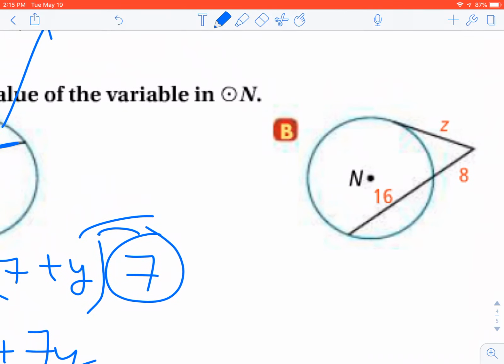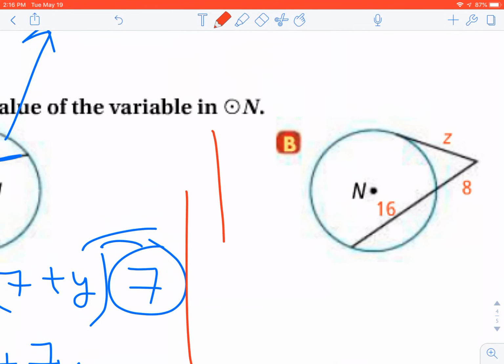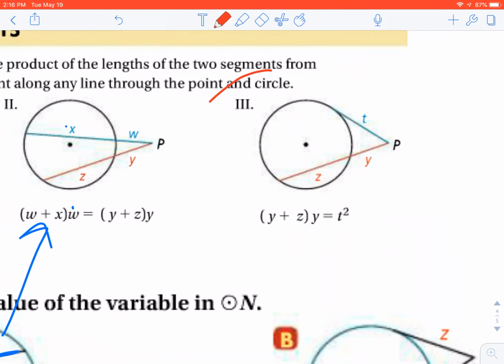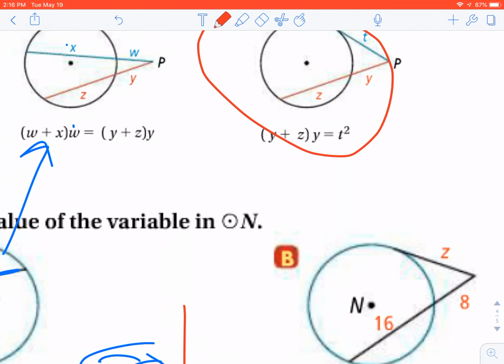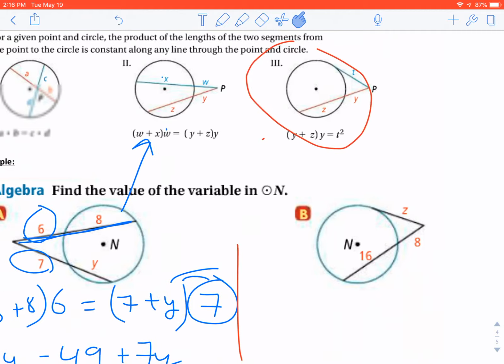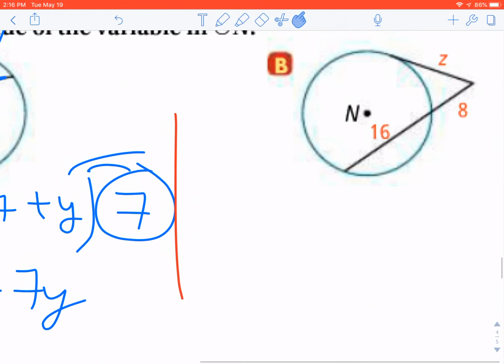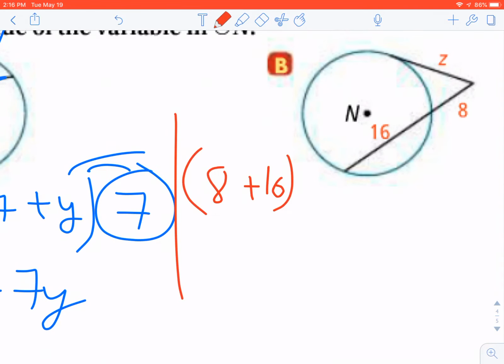Your second example, B. We'll do this in red. So like I said, this matches this part of your theorem. So we're going to model that. So this is the same part as before. So 8 plus 16, 8 plus 16 times the amount outside of the circle, which is 8, is equal to simply z squared. When you add 16 and 8 and multiply it by 8, you get 192. And z squared obviously isn't going to change.